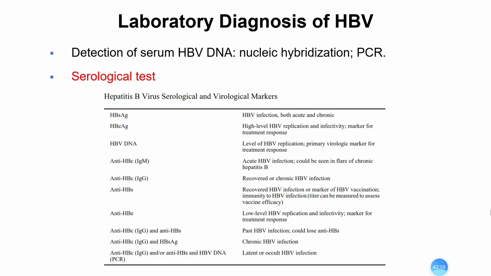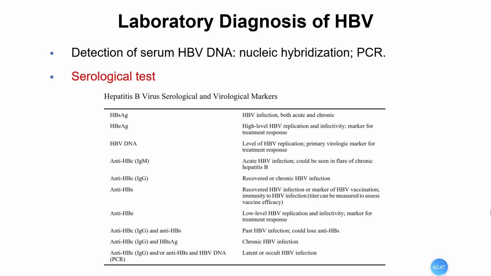Okay, for laboratory diagnosis of HBV, nowadays we can use molecular methods to detect the presence of HBV DNA. We can use either nucleic acid hybridization or PCR to amplify the DNA directly, and we can get the results within a couple of hours. But traditionally, in a hospital, this method is mature: we can run the serological test to detect the presence of antigen or antibody in your patient's serum.